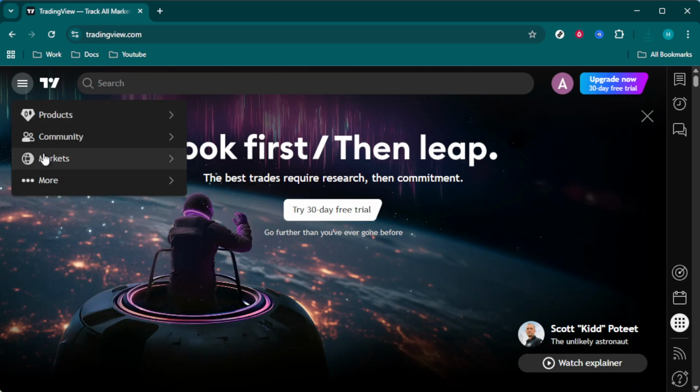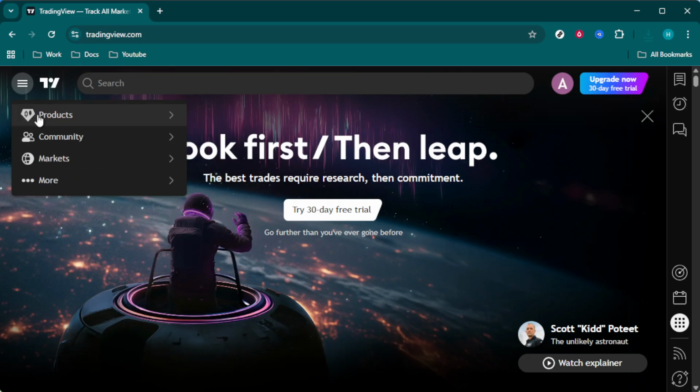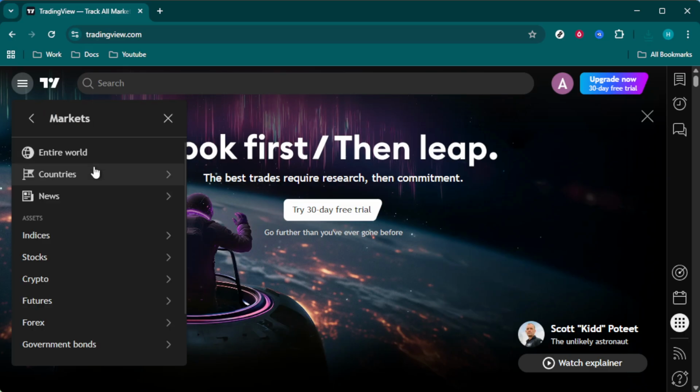This is where you'll get a comprehensive overview of what's happening in different financial markets. Keep an eye on this section to stay informed and make better trading decisions. In addition to markets, TradingView has more features like economy updates and news that impact market movements. It's crucial to stay updated with these to understand the bigger picture of your trading environment.